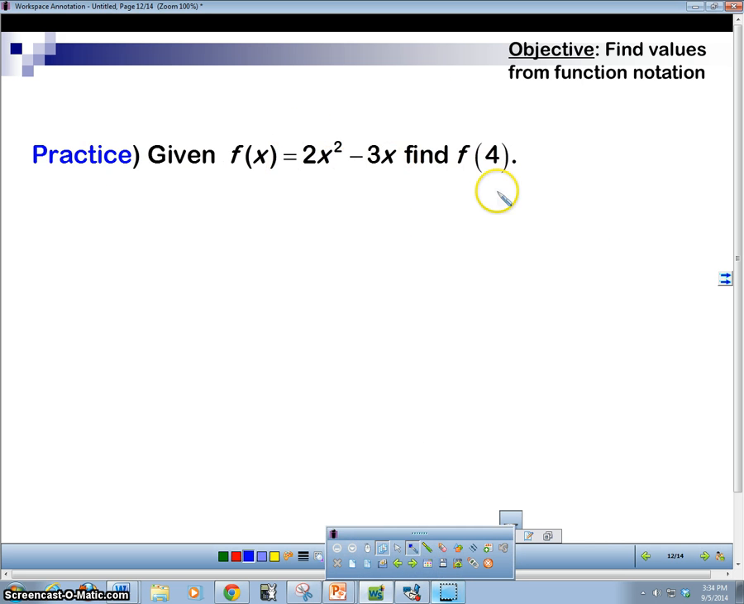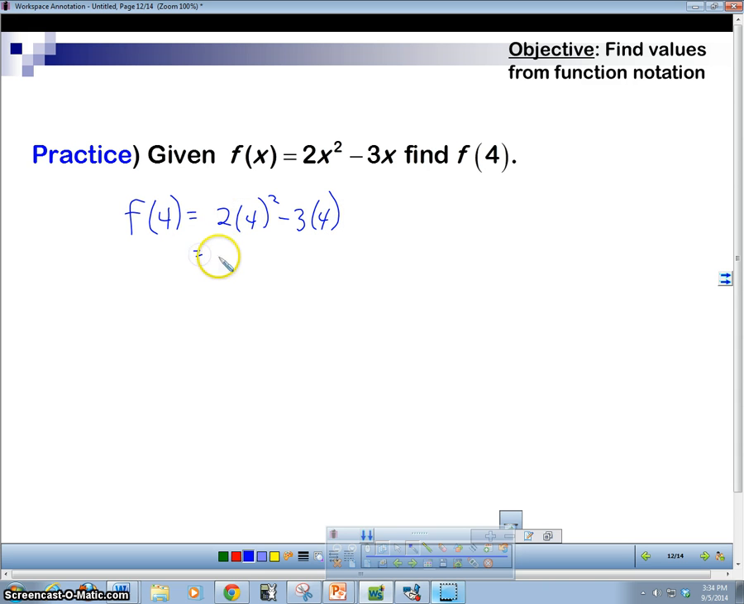Why don't you practice this one, pause it, and come back to see the solution. So we're going to plug in 4. And we're going to get 2 times 16 minus 3 times 4, which is 12. 2 times 16 is 32. Minus 12 is 20. Alright, and that's it.